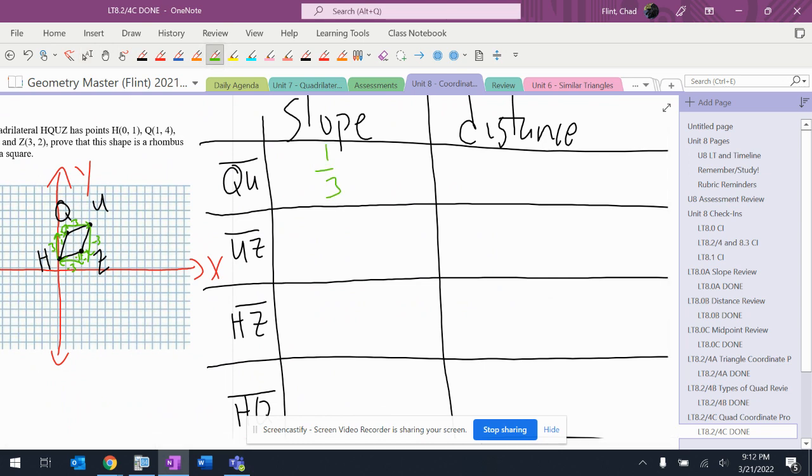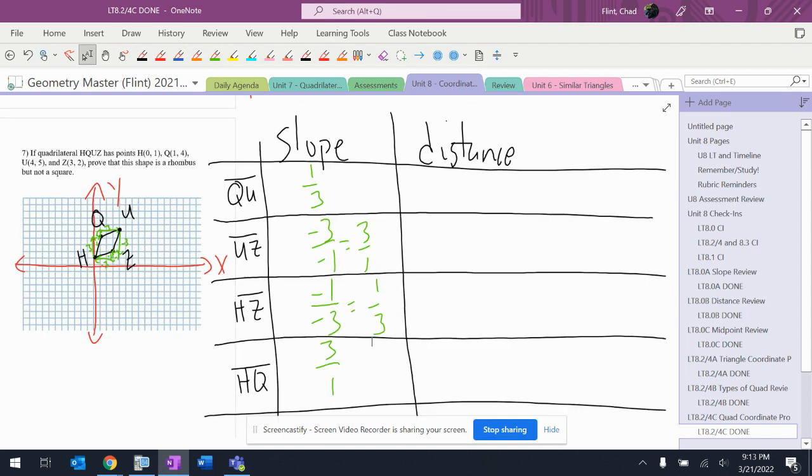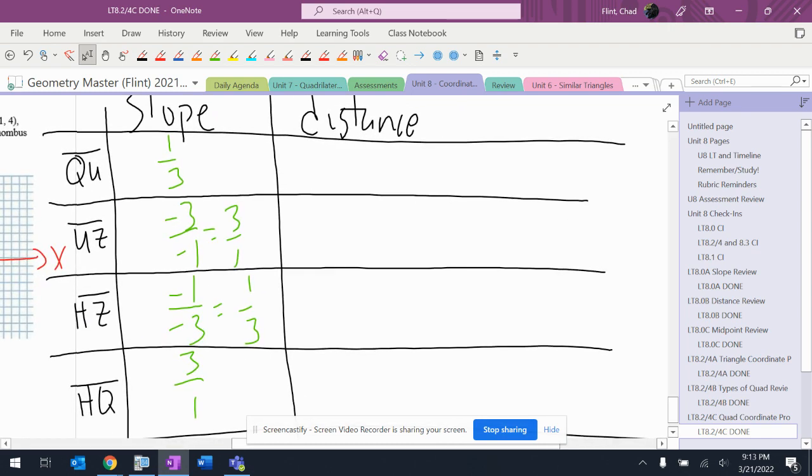QU goes up 1, right 3. UZ goes down 3, left 1. HZ goes down 1, left 3. And HQ goes up 3, right 1. Double negatives here. Okay, so I've got that. Distance-wise, these are obviously all going to be the same because they're all 1s and 3s.